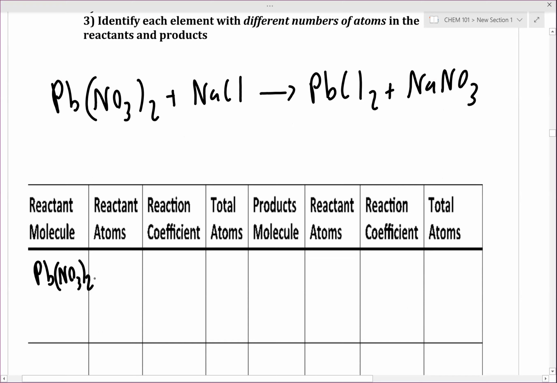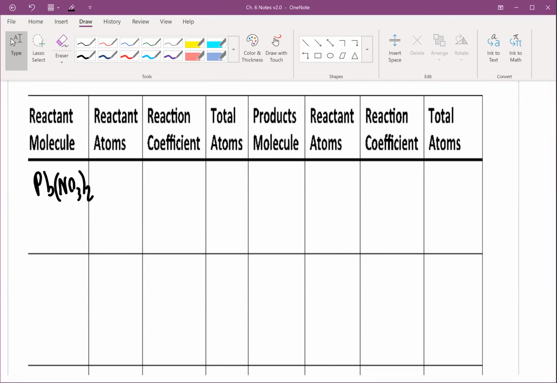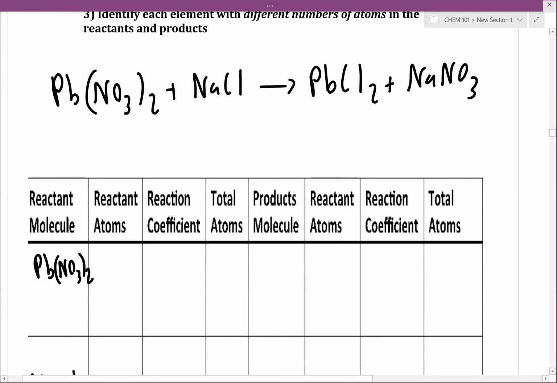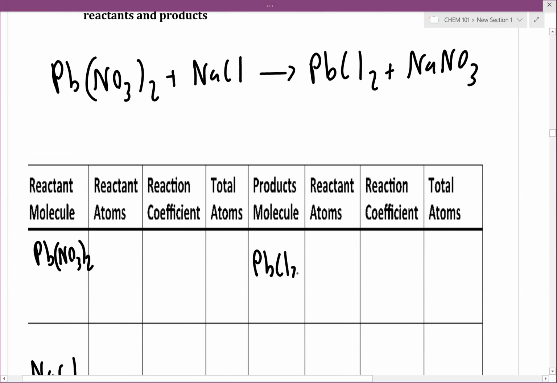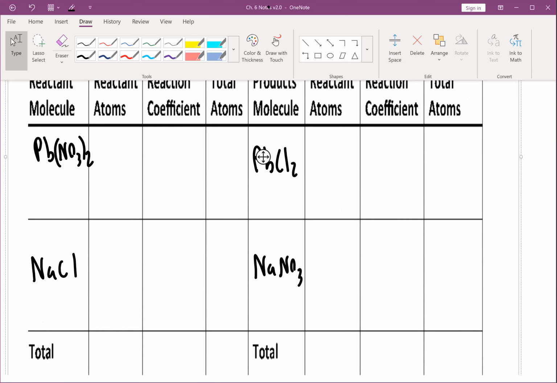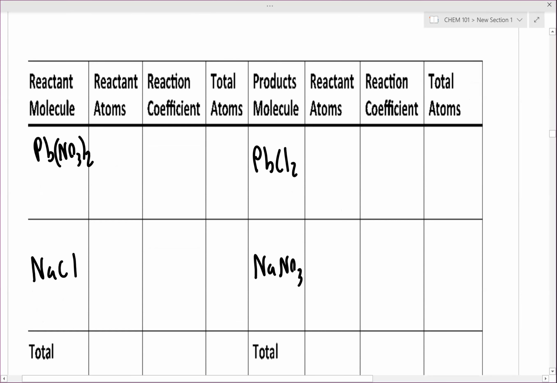Writing out lead nitrate, we have Pb(NO3)2. So let's do our count. We have lead nitrate and sodium chloride on our reactant side, and we have lead chloride and sodium nitrate on our product side. Let's now count the atoms of each element. In lead nitrate, what do we have to work with? 1 lead, okay. And how many nitrogens? 2. Yep, we have 2 nitrogens and 6 oxygens.